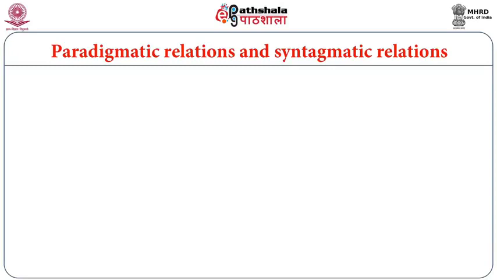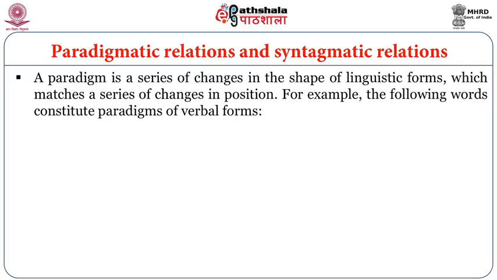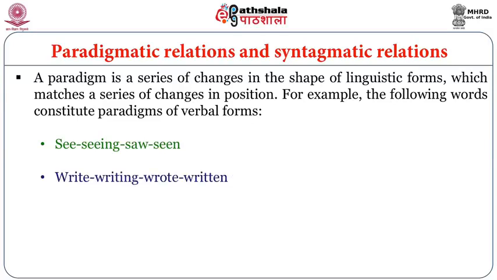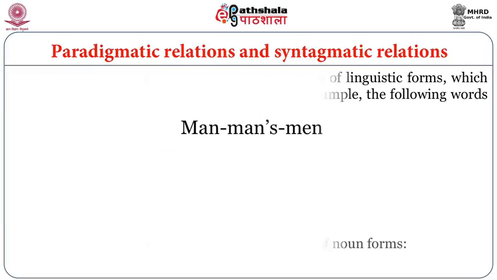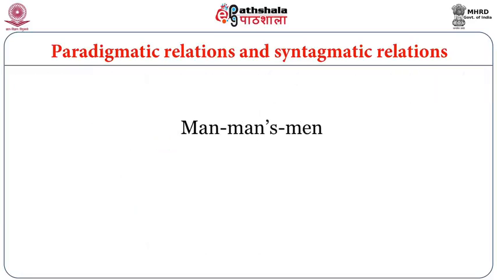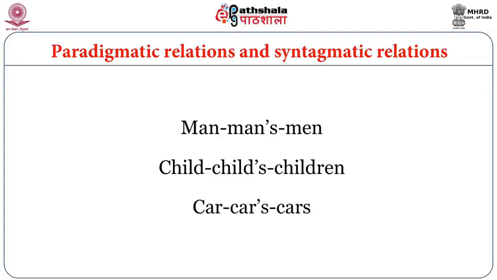Now paradigmatic relations and syntagmatic relations are there. A paradigm is a series of changes in the shape of linguistic forms which matches a series of changes in position. For example, the following words constitute paradigms of verbal forms, like see, seeing, saw, seen. Write, writing, wrote, written. Cook, cooking, cooked, cooked. The following words constitute paradigms of noun forms, like man, man's or men, child, child's or children, car, car's, and cars.